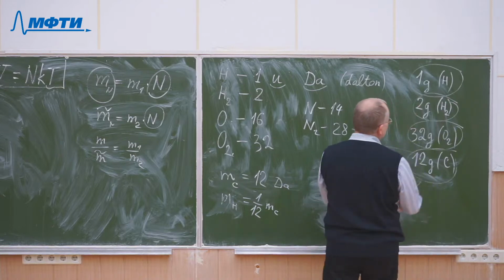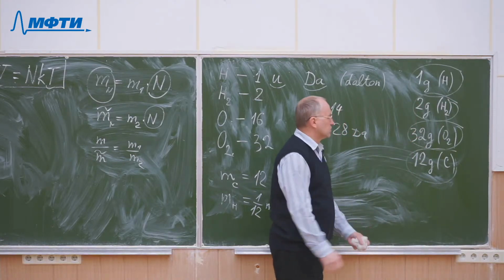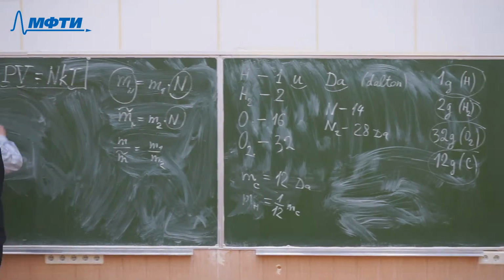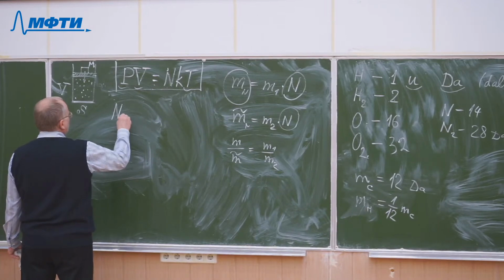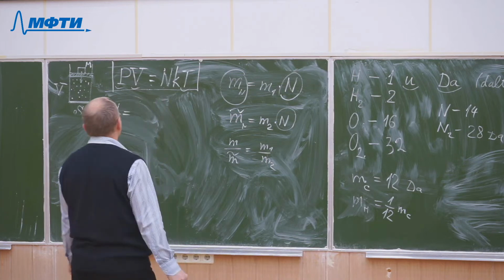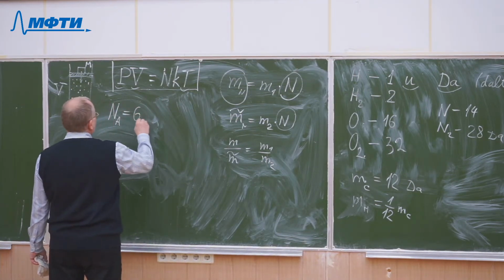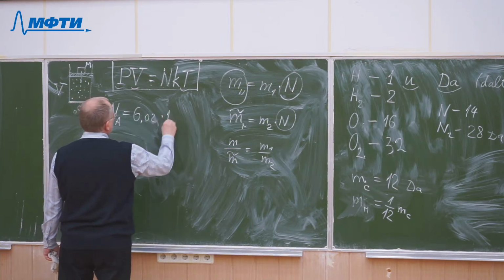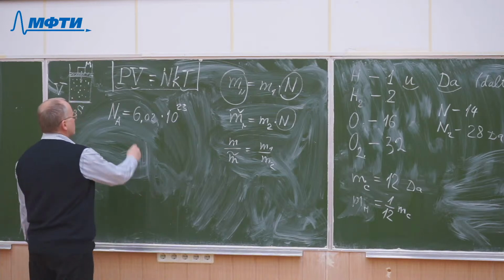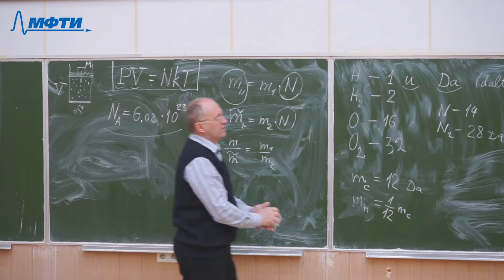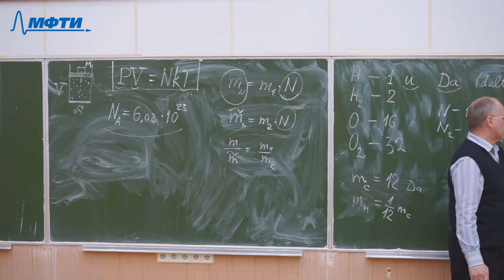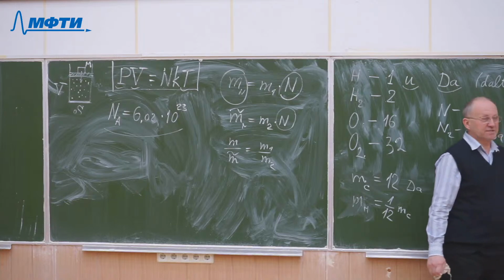And this number of molecules, if we take such amounts of matter, is called the Avogadro constant. The Avogadro constant was measured in many experiments using many different methods, and it turned out to be about 6.02 times 10 to the 23rd power. That is the number of molecules contained in 2 grams of hydrogen, or in 32 grams of oxygen, or in 12 grams of carbon, and so on.